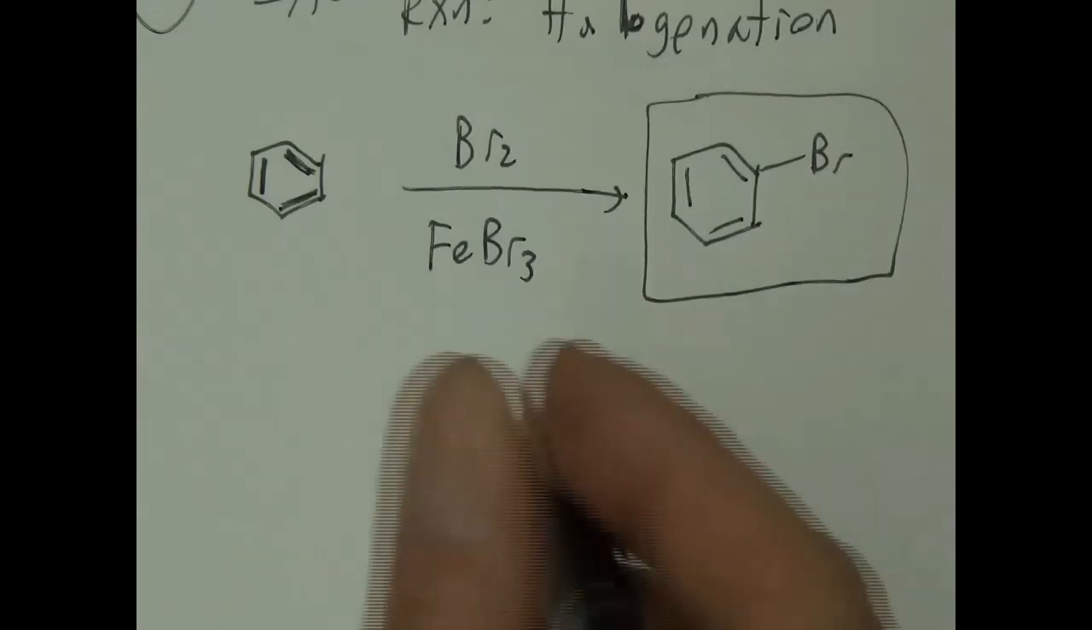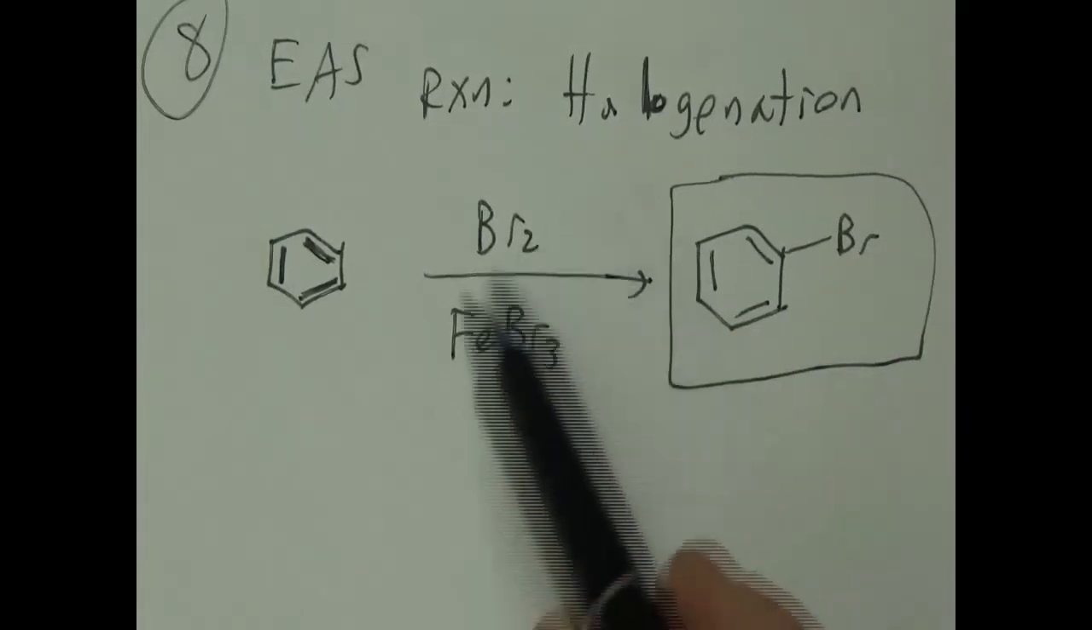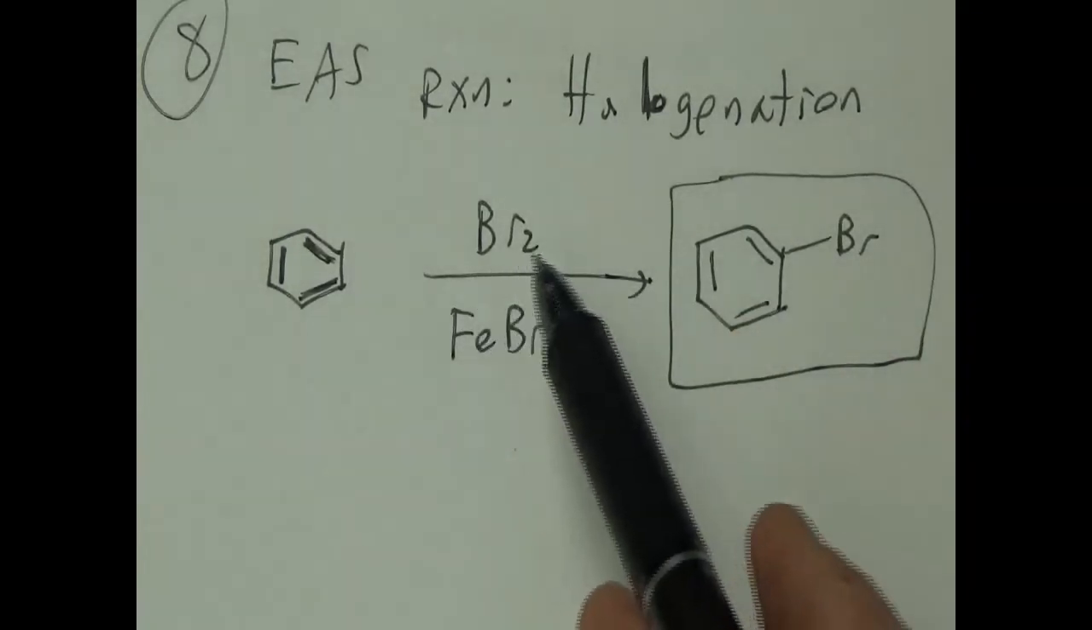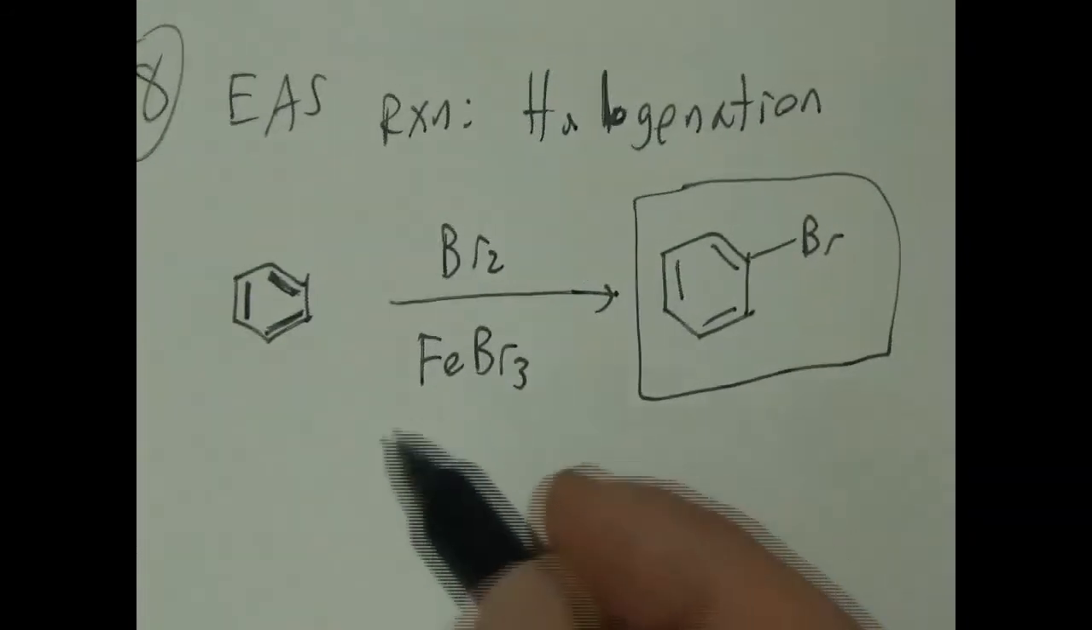All right, so how does this all work? Mechanistically, it's a pretty easy reaction. This will also be true for chlorine. So for chlorine, it's Cl2, FeCl3. We'll do that in a second, too. Okay, so how does this all work?